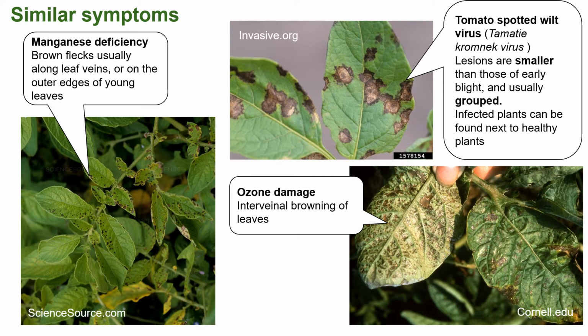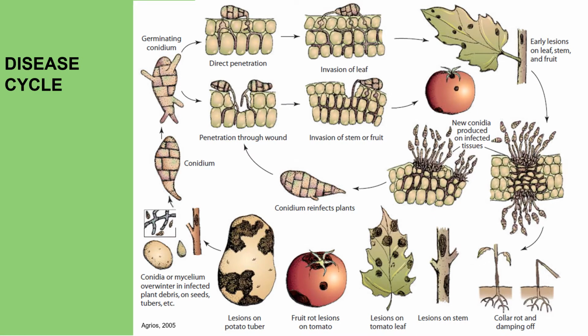Then ozone damage, although not seen that often, can cause interveinal browning of leaves, and this is sometimes also confused with one of the two Alternaria diseases. We're going to move on to the disease cycle now, and I'm going to take you through the disease cycle, explaining the infection process, the conditions that are required for infection, and then ending back with initial inoculum.